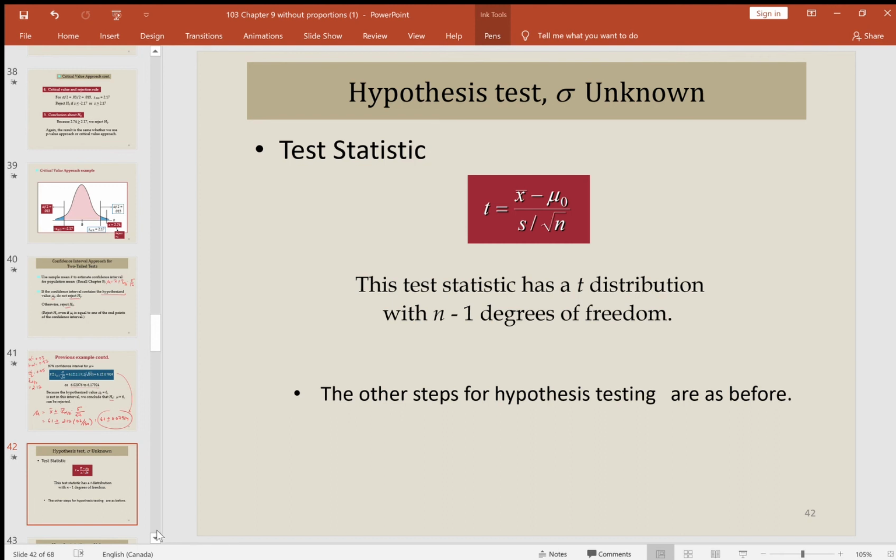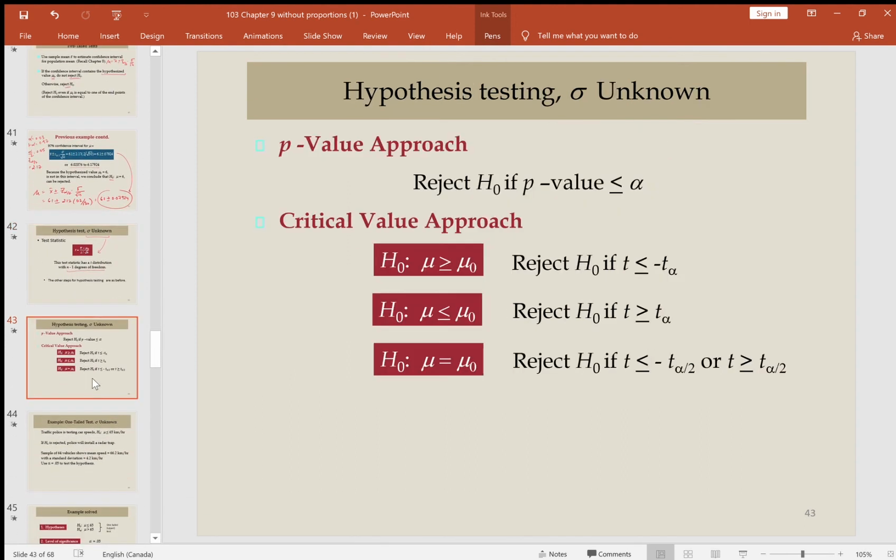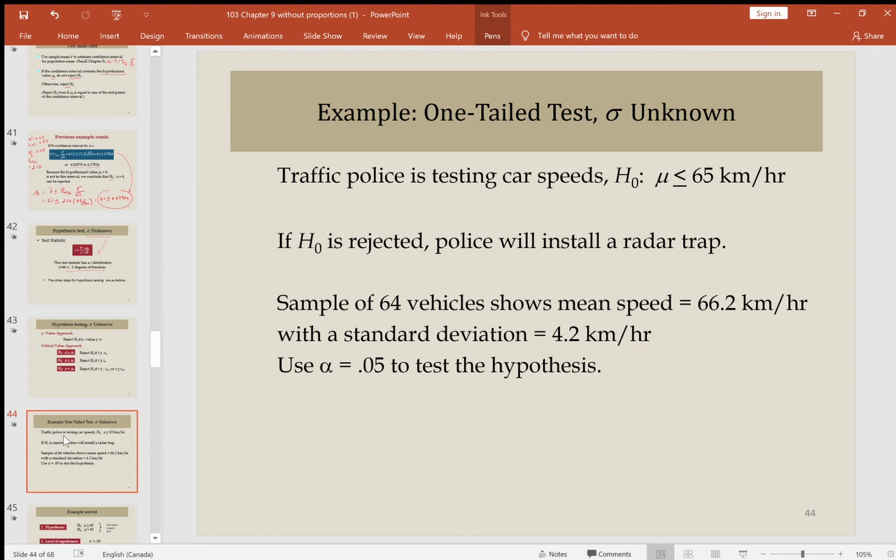Now let us look at what happens if sigma is unknown. As we learned in chapter 8, if sigma is unknown, we use the T formula, which is x bar minus mu or mu naught divided by sample standard deviation divided by square root of n, and we use T with n minus 1 degrees of freedom. The other steps remain the same as before. The rules will remain the same, so I'm not going over them again, I'll explain them through an example.